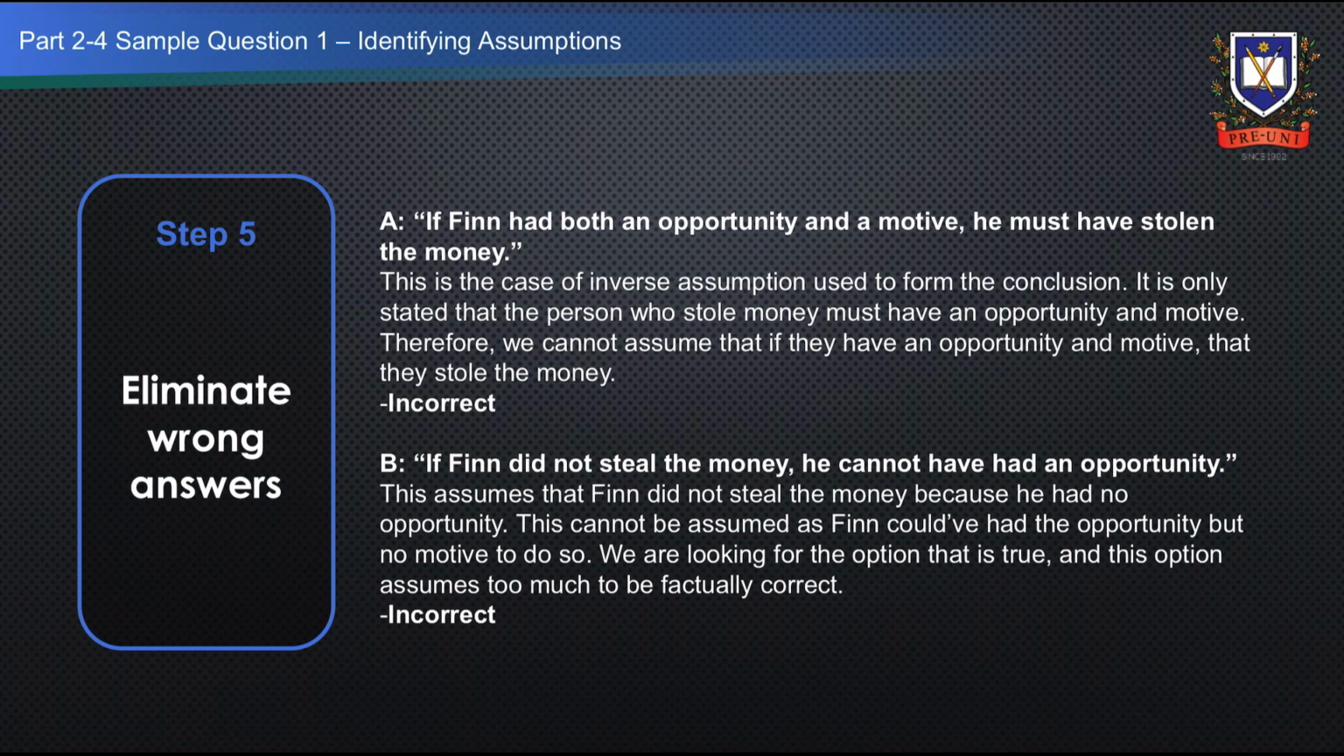Option B states that if Finn did not steal the money, he cannot have had an opportunity. This conclusion is incorrect as it is only given that whoever stole the money must have had an opportunity and motive. If Finn did not steal the money, then that means that he must have either had no opportunity, motive, or both. We cannot assume in this case which he did not have.